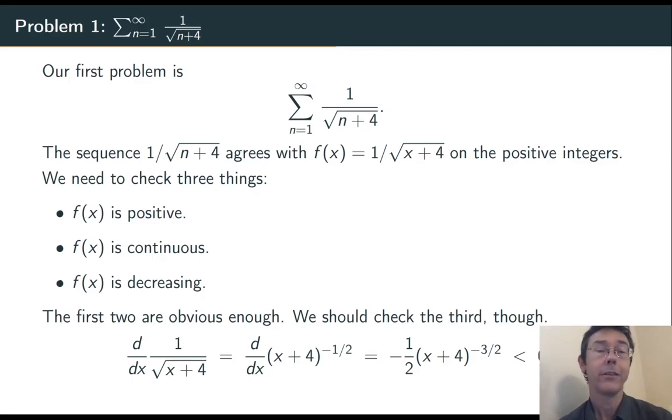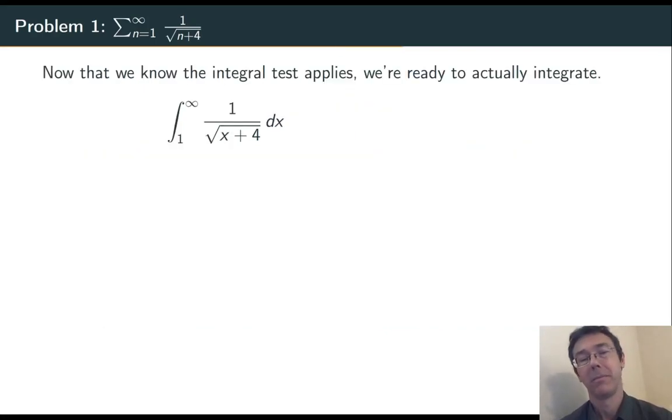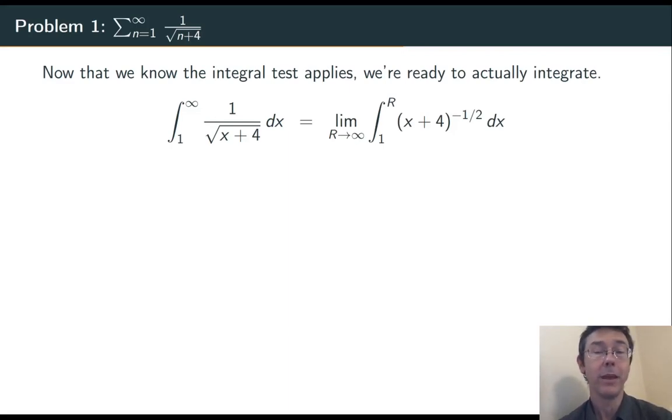Therefore, f of x is always decreasing. That lets us know that we can apply the integral test. We can look at this improper integral. Whenever we do an improper integral, we start by writing a limit. Take out the infinity, put in an r. We'll do that proper integral, and then later take that limit as r goes to infinity.